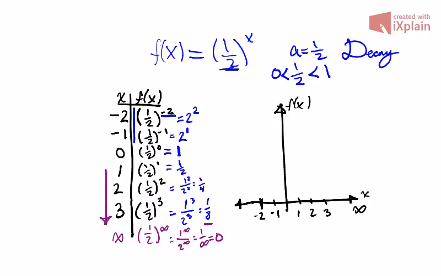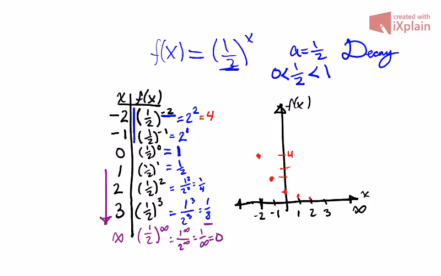And I'm going to graph the points in red. So at -2, I'm going to have 4. So we'll go 1, 2, 3, 4. So I'm right here. At -1, I'm going to have 2. At 0, I'm going to have 1. At 1, I should have 1/2. At 2, I'm going to have 1/4, so something smaller.